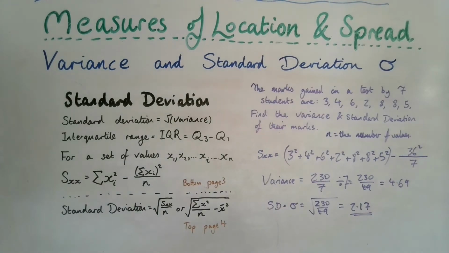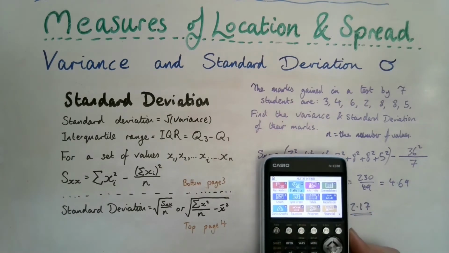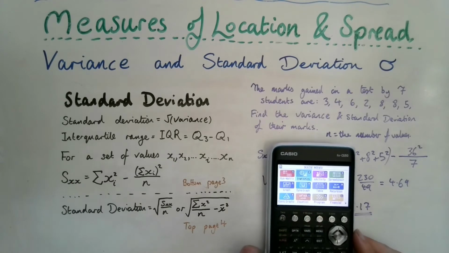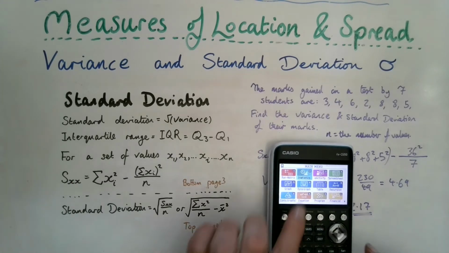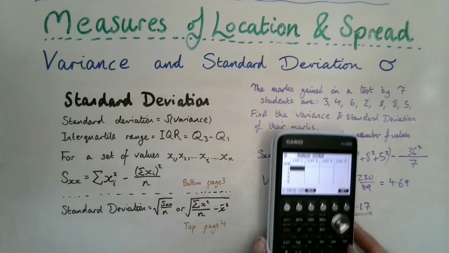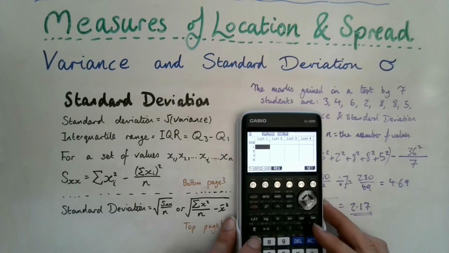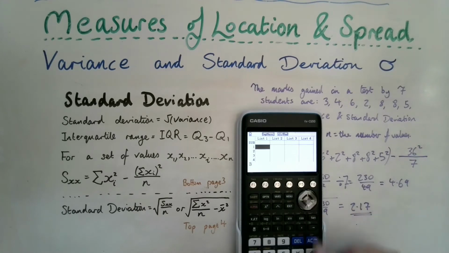Now you may say to yourself, is there anything we can do with the calculator about this? And yes, there is. I mean, it's better when we get more data in terms of saving time, but let's have a little look at it now. So we go to statistics mode, which is pressing 2. Once we've done that, we look at our data and we want 3, 4, 6, so we just put all of our marks in there, 2, 8, 8 and 5.